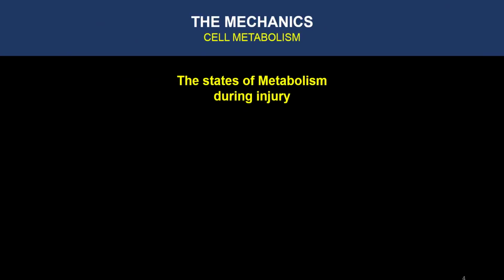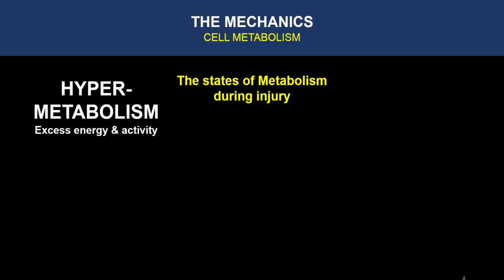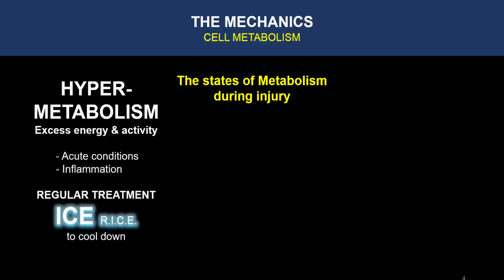Okay, we come to the different states of metabolism during an injury. When you have an injury, we know that there has been a disruption to cellular metabolism. Now one extreme of the disruption is called hypermetabolism, where you have excess energy and activity. Sometimes when you have an acute injury, when you go for treatment, we apply ice. So these are acute conditions where you have inflammation. The regular treatment is ice or RICE. RICE is rest, ice, compression, elevation.